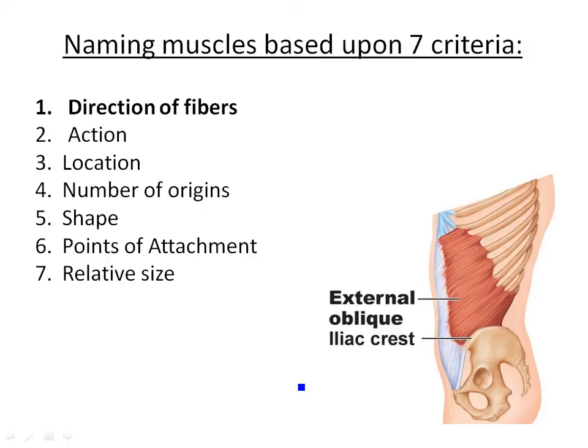So the first one that I've got a picture of here is based on direction of fibers. Your external oblique is running in the same direction as your ribs, which is an oblique angle. Now, if you remember, transverse is going to run this way, sagittal is going to run this way. An oblique angle will bisect your transverse and sagittal planes. So in this case, the oblique in the name is referring to the direction of the muscle fibers. Okay?